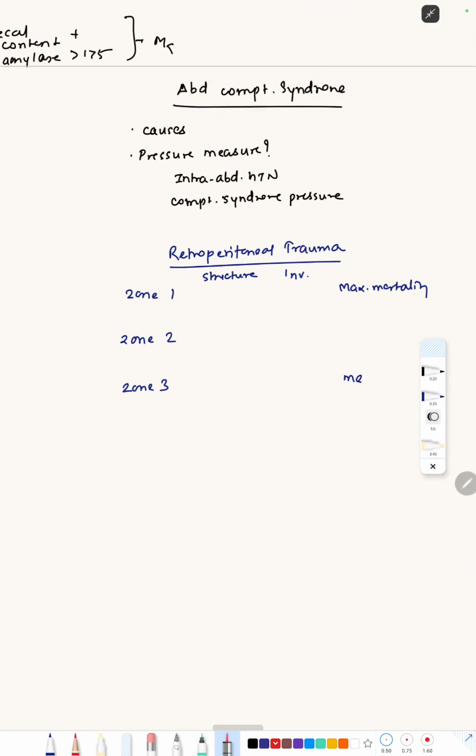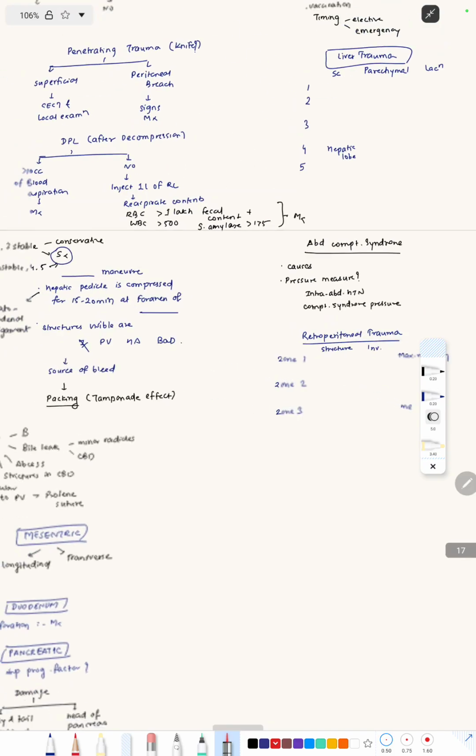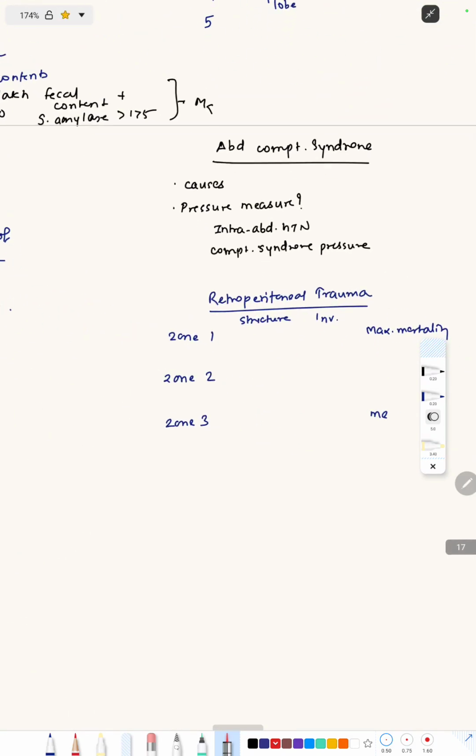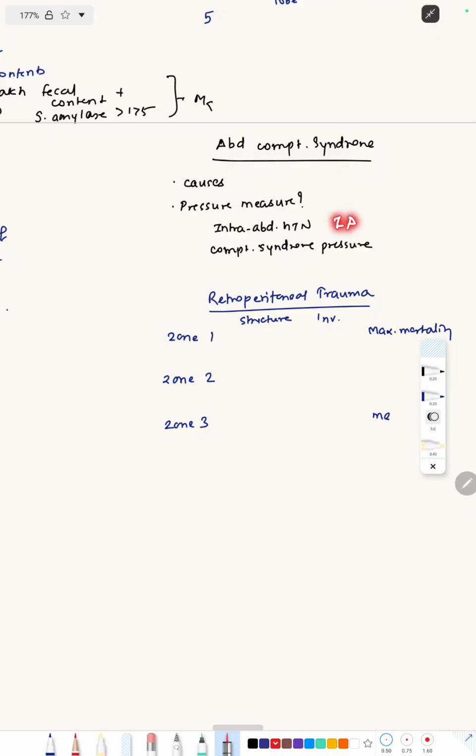And the next is abdominal compartment syndrome. The causes are massive burns, massive ascites, and bowel obstruction. The pressure is measured by the bladder pressure. Actually, the bladder pressure is indicative of abdominal pressure. It is said to be intra-abdominal hypertension when the intra-abdominal pressure is more than 12 mmHg, and when it is more than 20 mmHg, we call it abdominal compartment syndrome. What will happen in abdominal compartment syndrome? There is a rise of intrathoracic pressure, the urine output will decrease, SBP will decrease, cardiac output will decrease, venous return will decrease, and intracranial tension will increase.